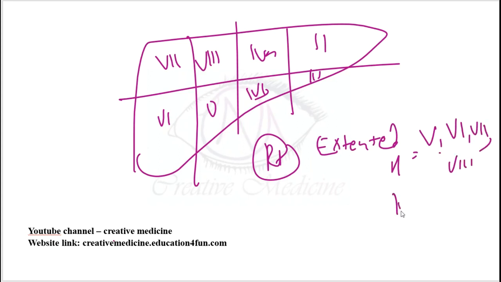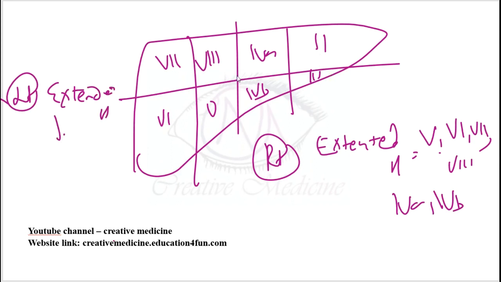5, 6, 7, 8, and you will also remove the 4th lobe; 4A and 4B are also removed. If there is a left extended hepatectomy, you will remove the left lobe first. 2, 3, 4A, 4B are removed, and you will also remove this part, that is, 5 and 8 are also removed.